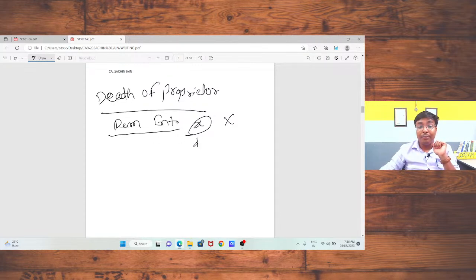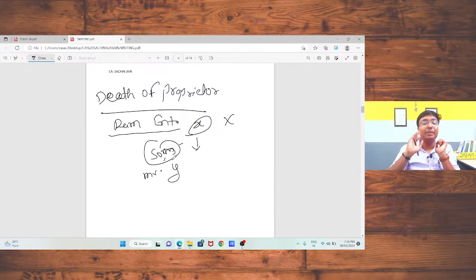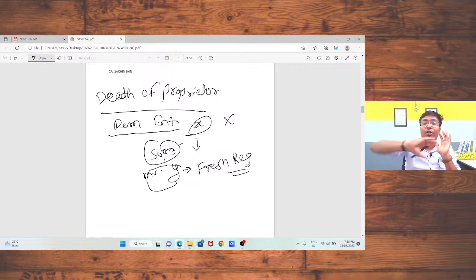In that case, if the business is going to be continued by Mr. Y, son of Mr. Ram, the first requirement is that Mr. Y needs to take a fresh registration, because GST is based on PAN and Ram Enterprises was a proprietorship. Ram Enterprises needs to be closed due to the death of Mr. X, so Mr. Y needs to take the fresh registration.